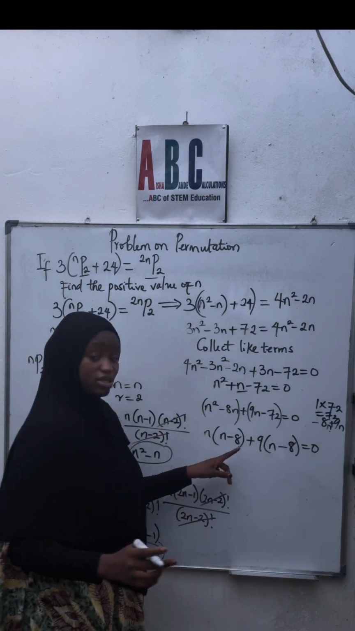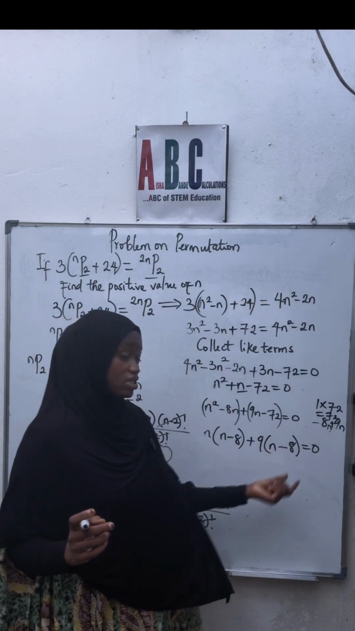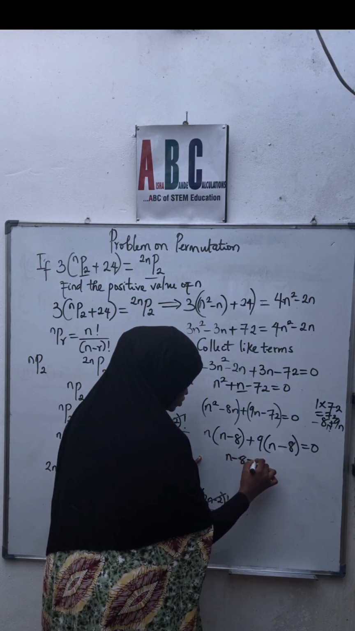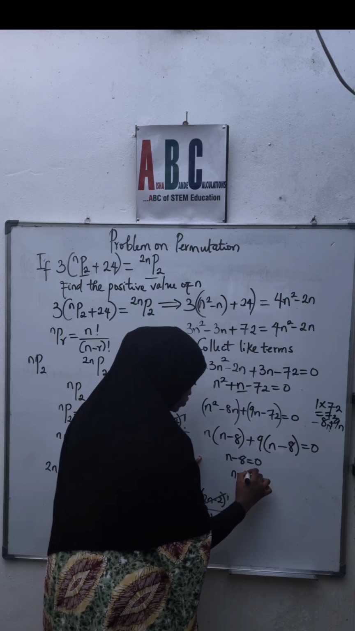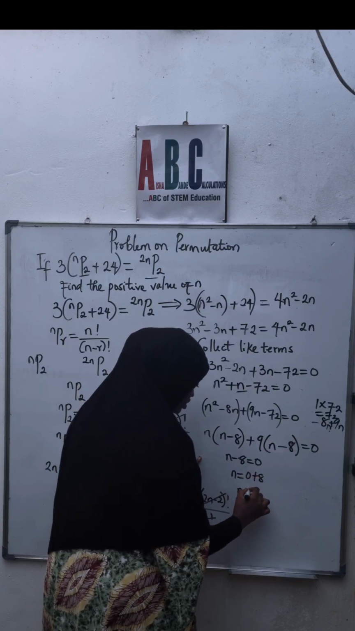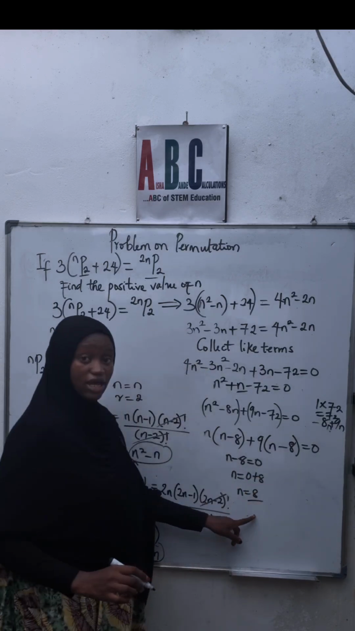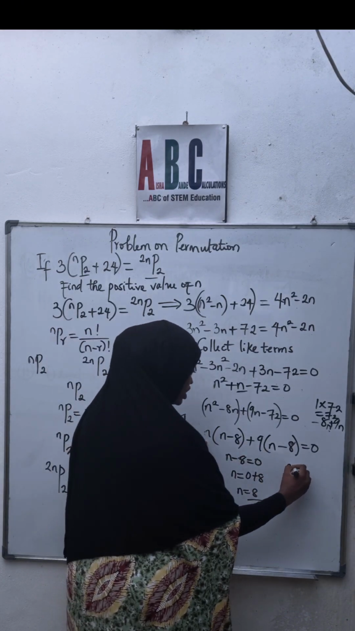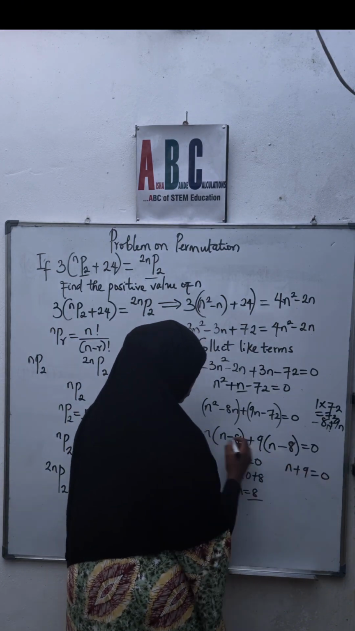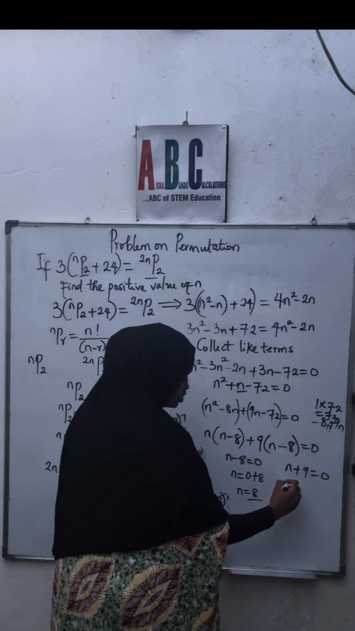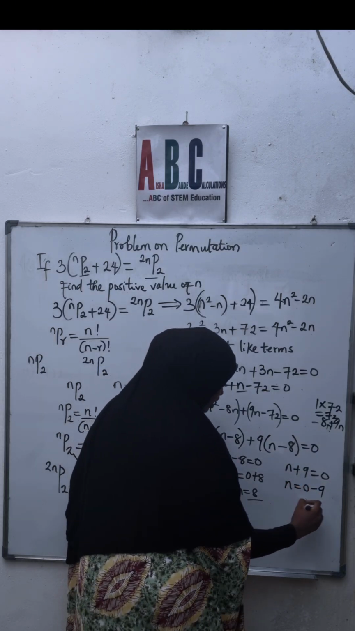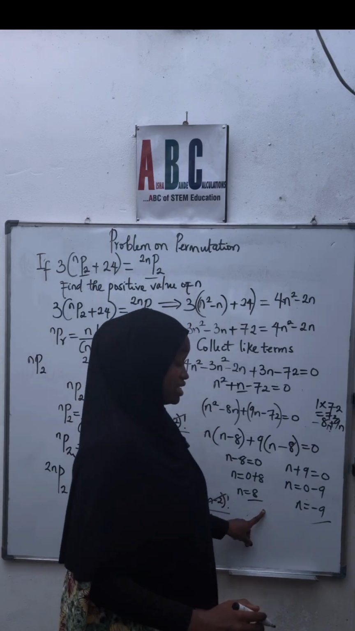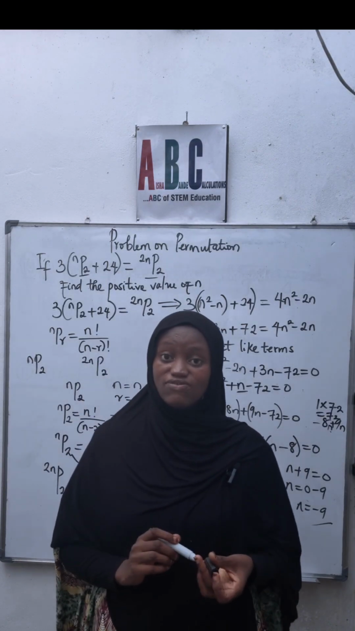So here we have in the brackets n minus 8 and n minus 8. So pick them as 1. So we have n minus 8 equals 0. So that means n is equal to 0 plus 8. So n is equal to 8. So this is the first answer we have. Then the next one, we pick the factors outside the brackets, which is n plus 9, also equals 0. So this means n is equal to 0 minus 9, where n is equal to negative 9. So we have two answers here, n equals 8 and n equals negative 9.